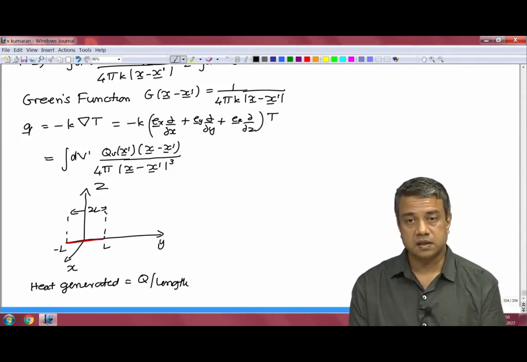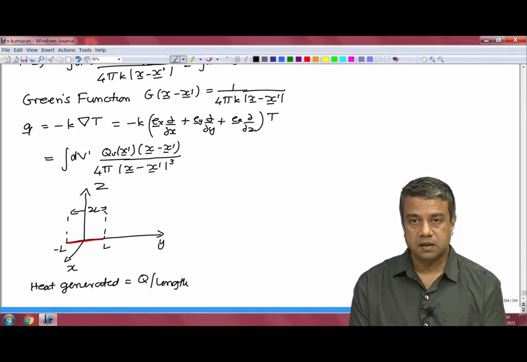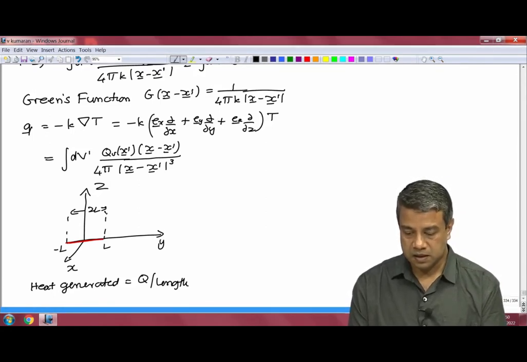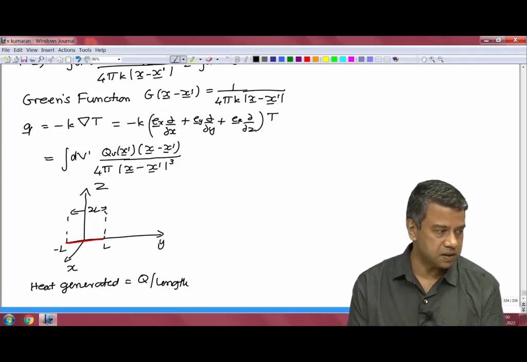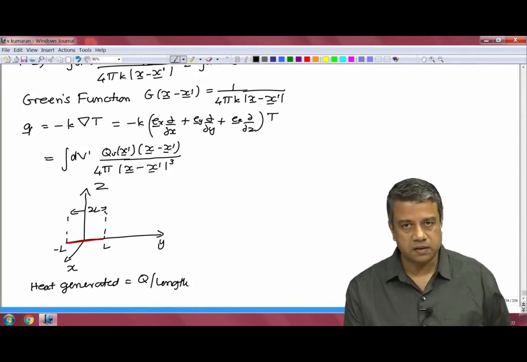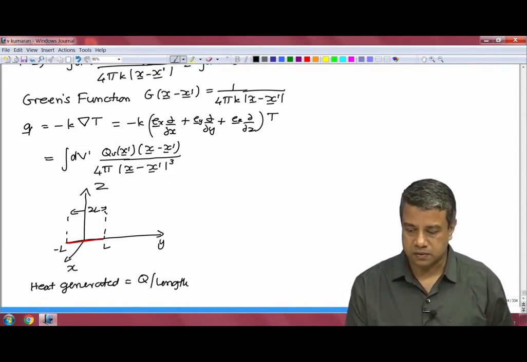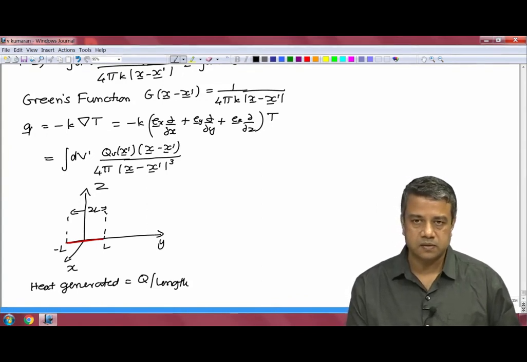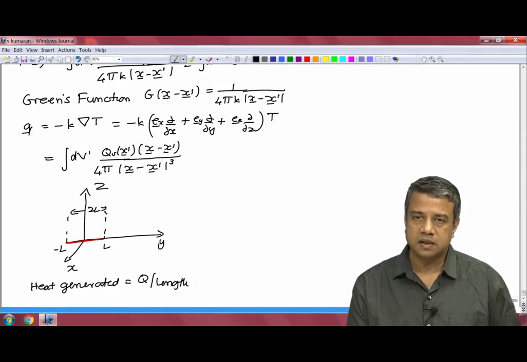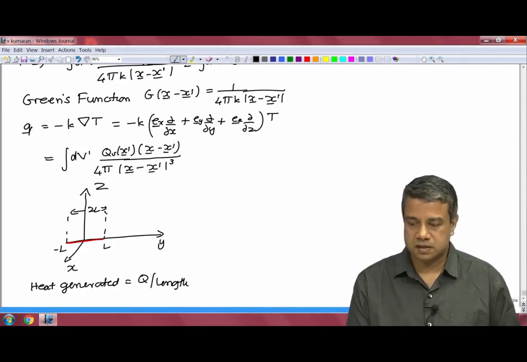Q is the heat generated per unit length. That means there is no heat generation when either x is not equal to 0 or z is not equal to 0. There is heat generation only when x is equal to 0 and z is equal to 0.